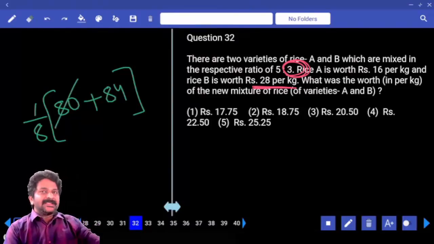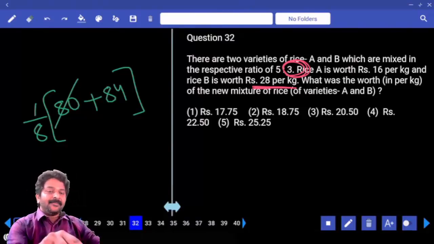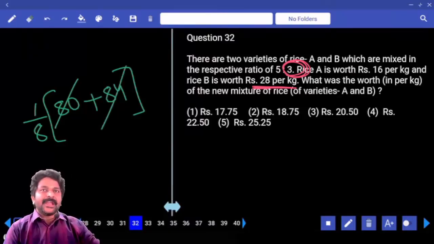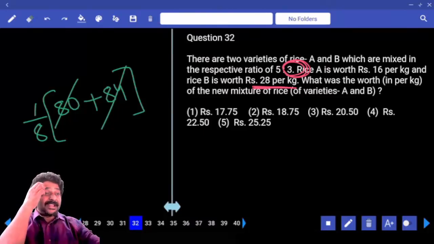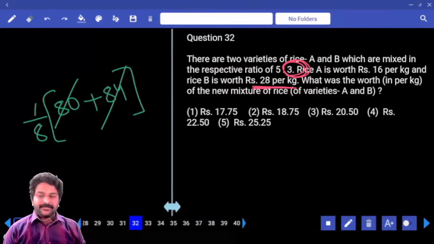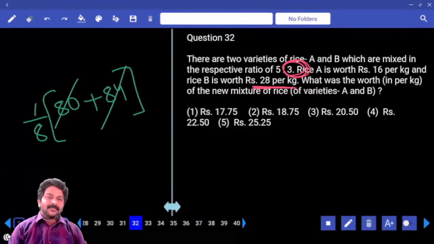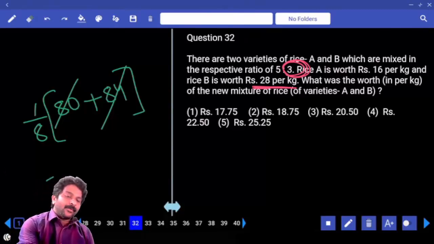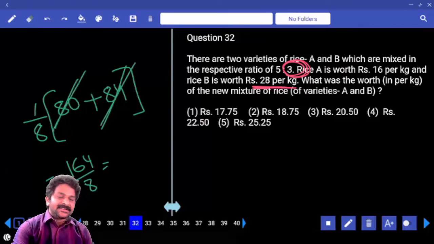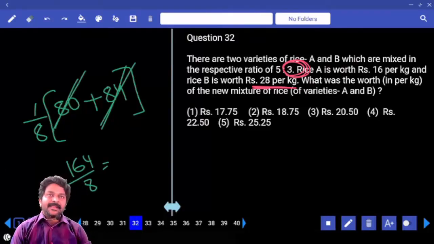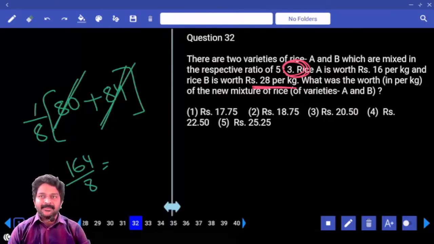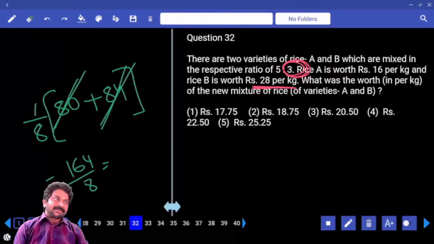80 divided by 8, how much does it give? 10. 84 divided by 8 gives you 10.5. Correct. 10 plus 10.5, 20.5. Third option. What I mean to say, you don't have to calculate everything together like this; calculate separately. 80 by 8, 84 by 8, 10 plus 10.5. In your mind itself, we can complete.